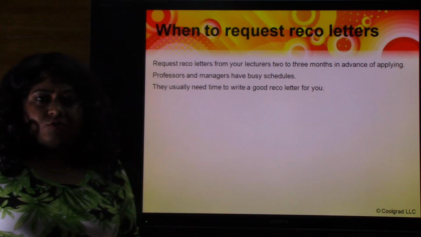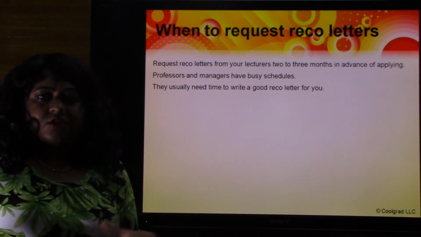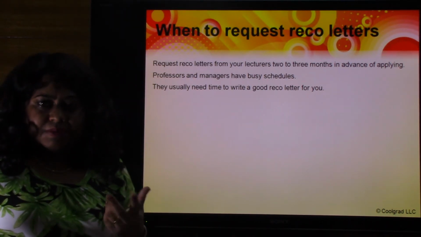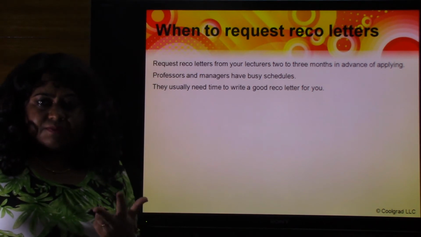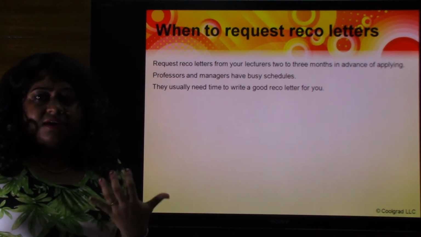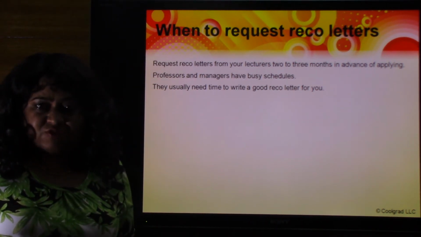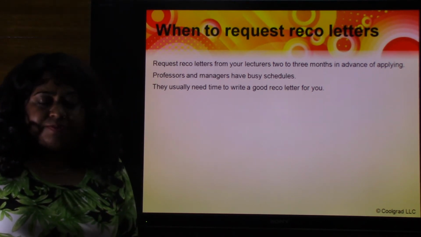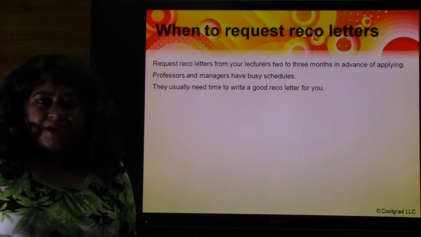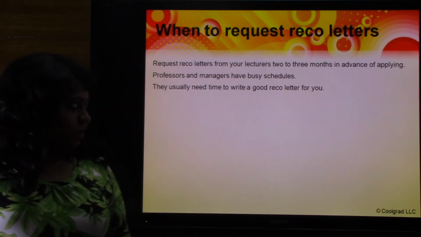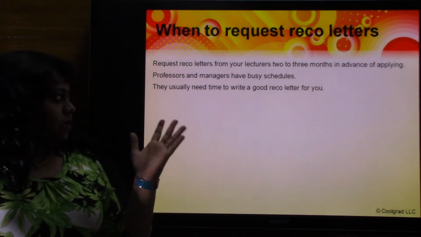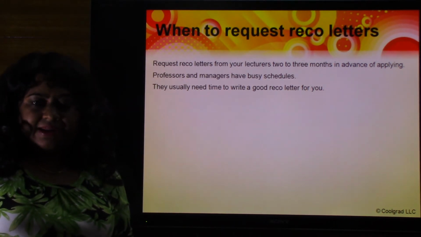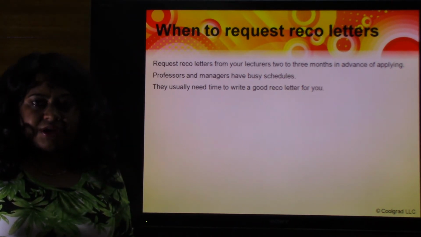And in between, you make sure you don't pester them, okay? Just remind them politely by emails and phone calls, maybe once or twice, saying, hey, how's it going? Are you writing the recommendation letter? Are you ready to submit? Is there anything I can do to help you expedite the process? But don't make a nuisance of yourself, okay? So you need to give them enough time to plan and write a well thought out recommendation letter.